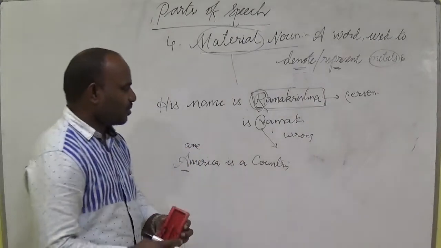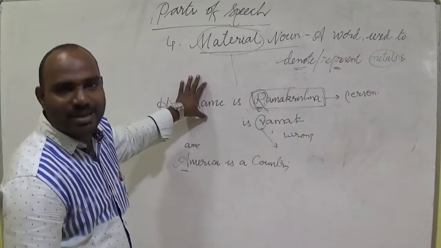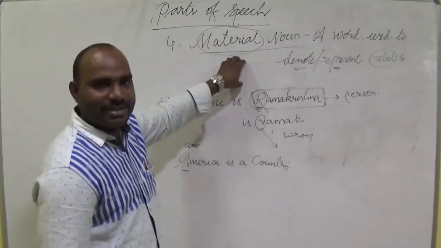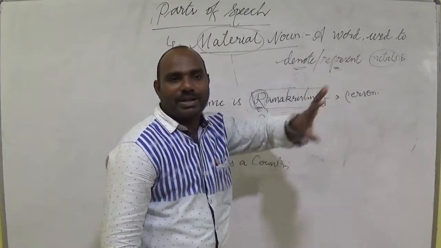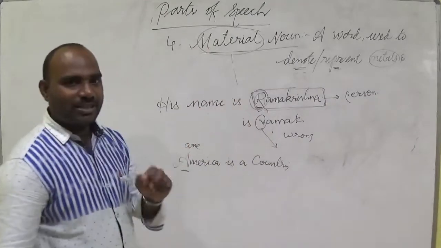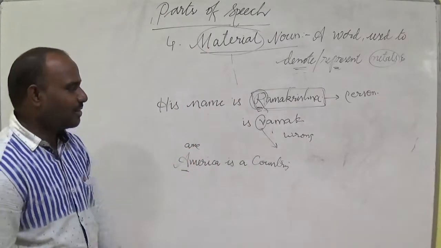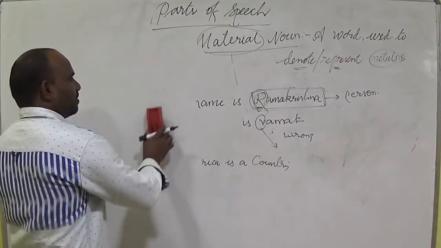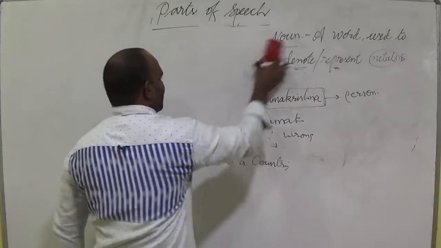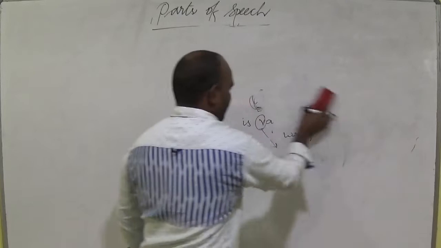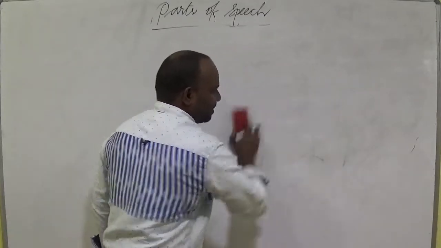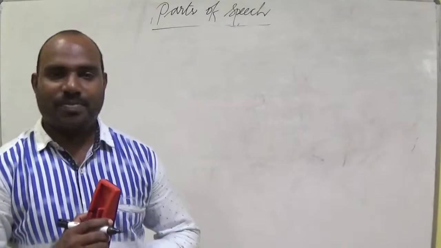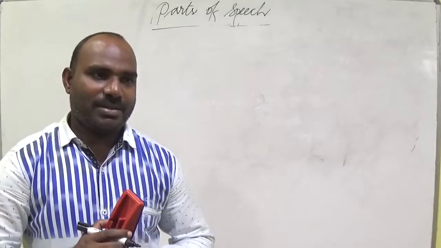Listen to this rule. Wherever the proper noun comes, whether in the beginning of the sentence, in the middle, or at the end, it doesn't matter. It must begin with a capital letter. This is the rule you should remember. So far we have completed four types of nouns: common noun, proper noun, collective noun, and material noun.